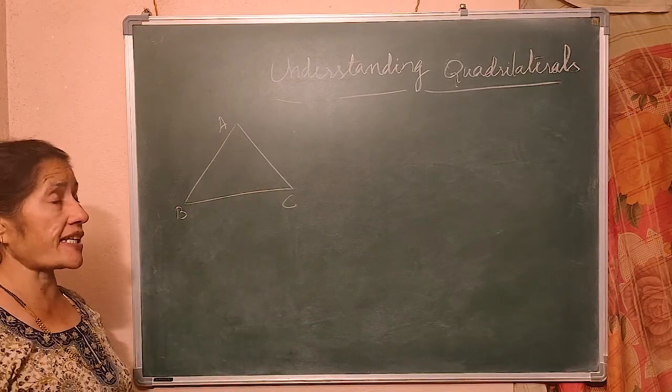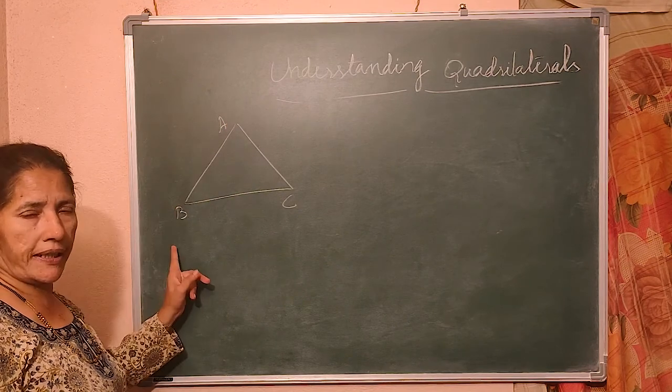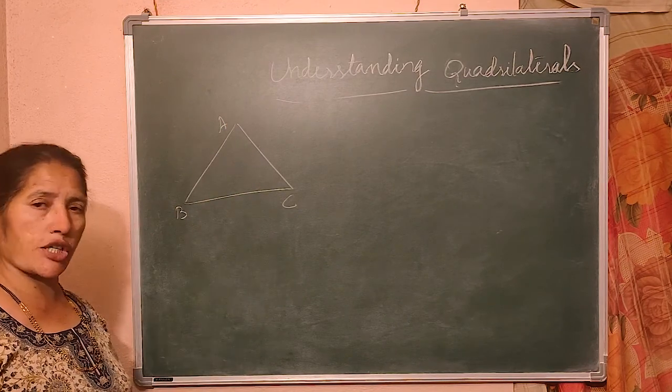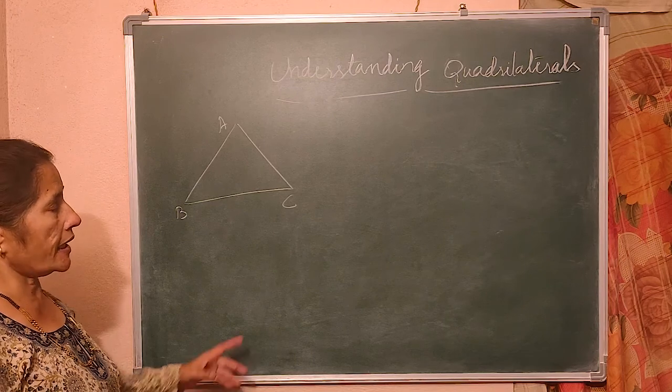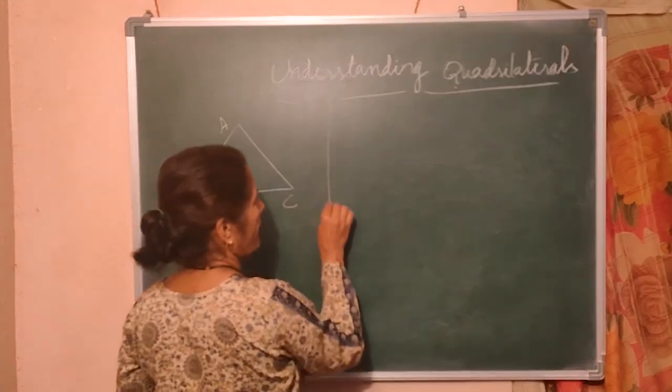Which are the 3 vertices? A, B, C are the 3 vertices. Did you all understand? Yes. Now, let me draw a quadrilateral.